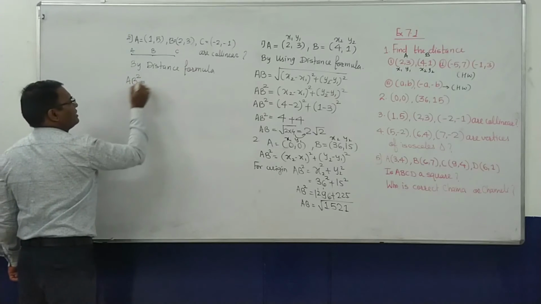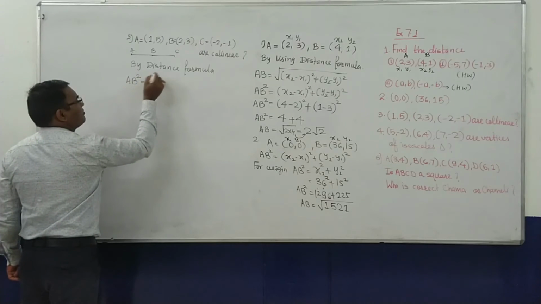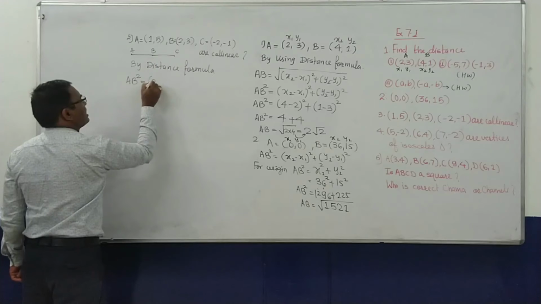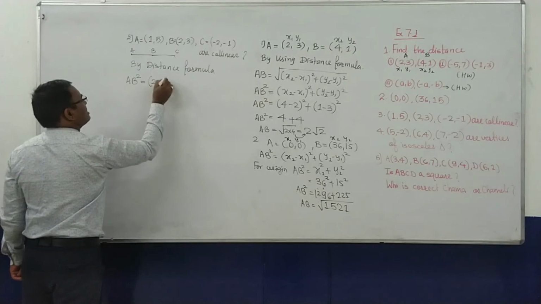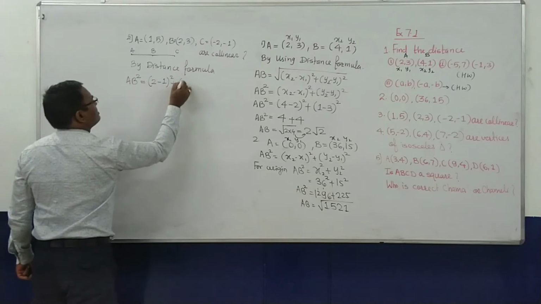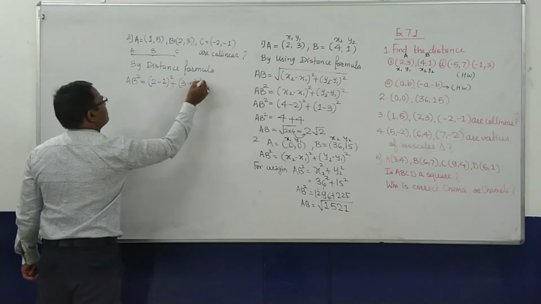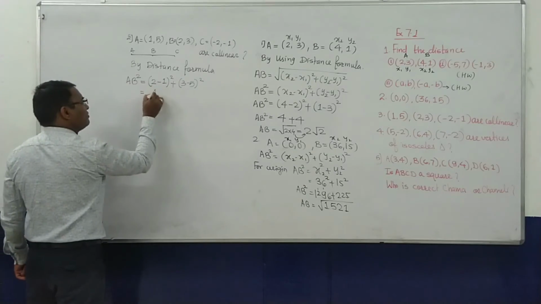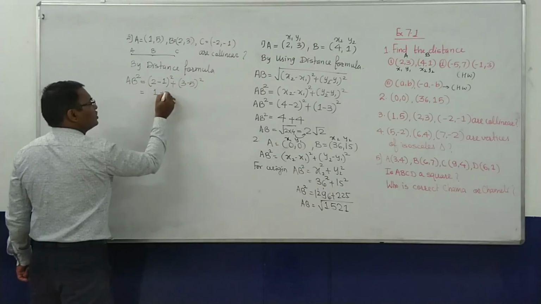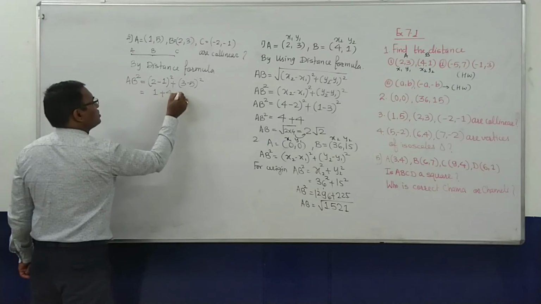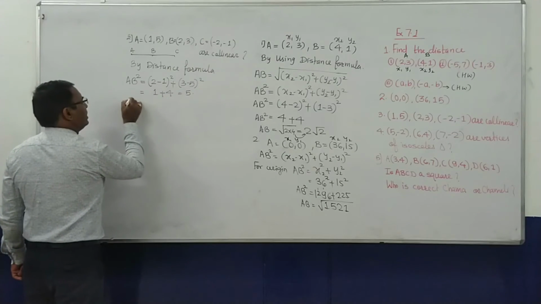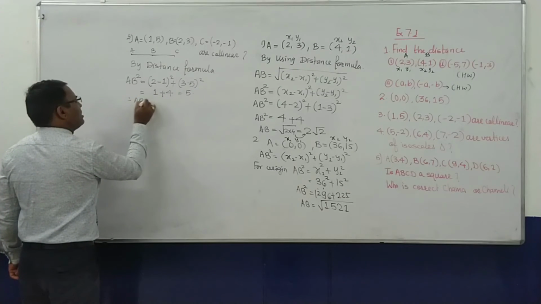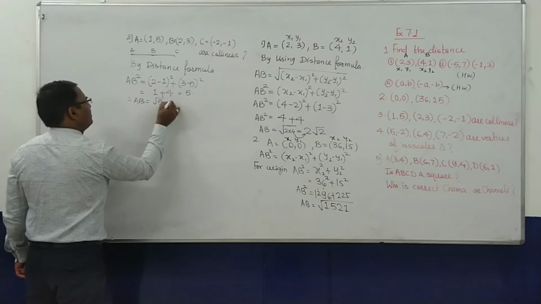AB square is equal to, by distance formula for AB, (2 minus 1) square plus (3 minus 5) square. This is equal to 2 minus 1, which is 1. 1 square is 1. 3 minus 5 is minus 2. 2 square is 4. So it will be 5. Therefore, AB is equal to under root 5.